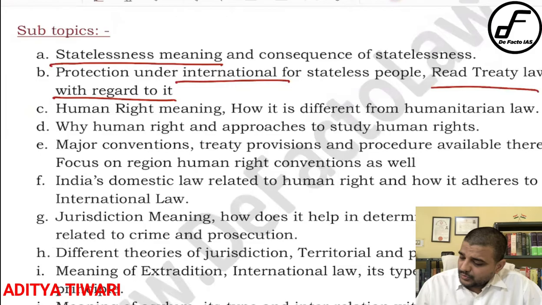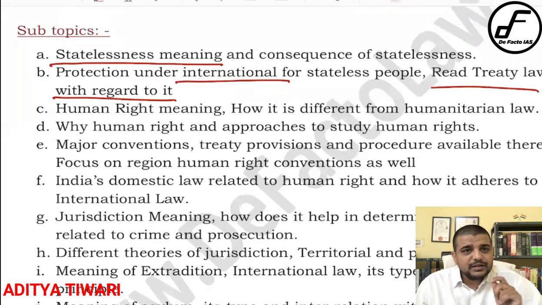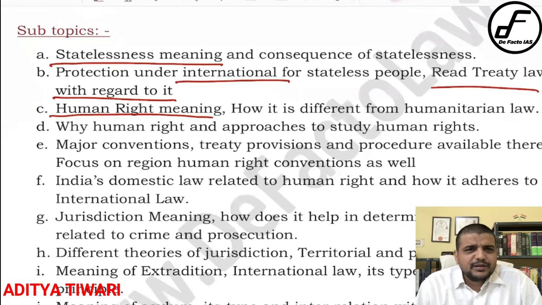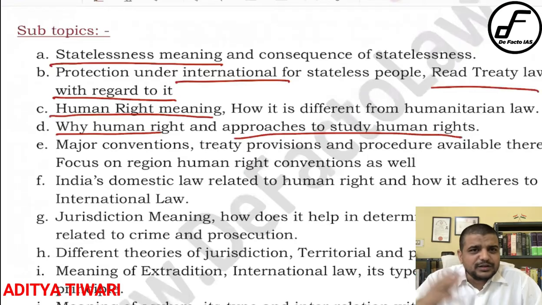Then you will come to human rights individually. There have been multiple questions with respect to human rights which are philosophical in nature, like whether violation of human rights in one place leads to violation of human rights in another place. So, why human rights, and approaches to study human rights. There are multiple principles of human rights as well as humanitarian law, but the basic principles of human rights, those things have to be studied.